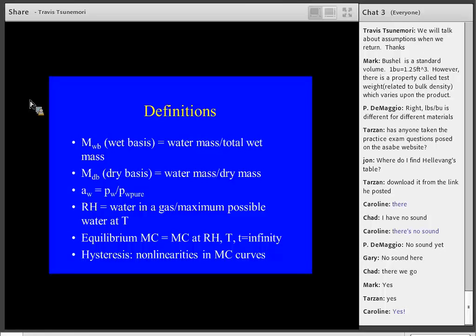Wet basis, simply water mass divided by the total wet mass. The dry basis moisture content is not used as often, and it can get you some very different numbers. It's the water mass divided by the dry mass. So be careful about that.